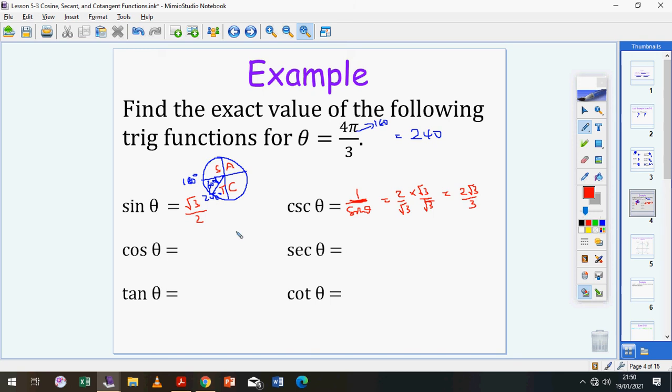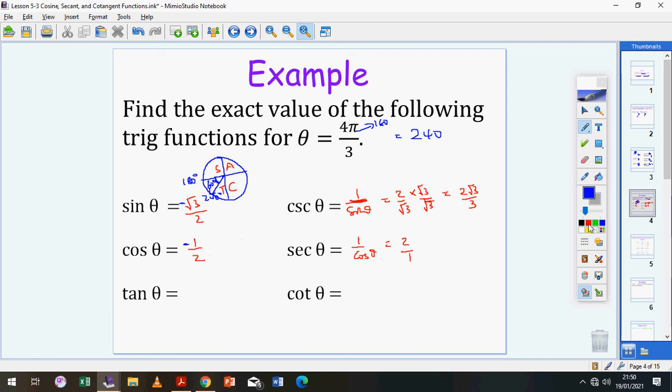The cosine of 240 is the same as the cosine of 60, and from that equilateral triangle which was in this area and it disappeared, the cosine of 60 is a half, so therefore the secant of 60 will be 1 over the cosine of 60, which will be 2 over 1. I just forgot to add the negatives. Sine is negative because it's in the third quadrant. Cosine is also negative because it's in the third quadrant.